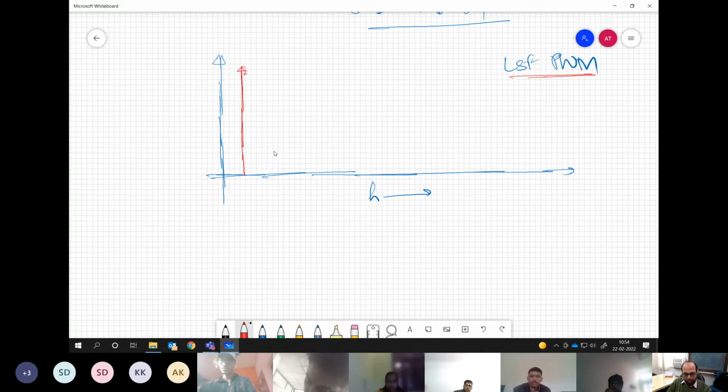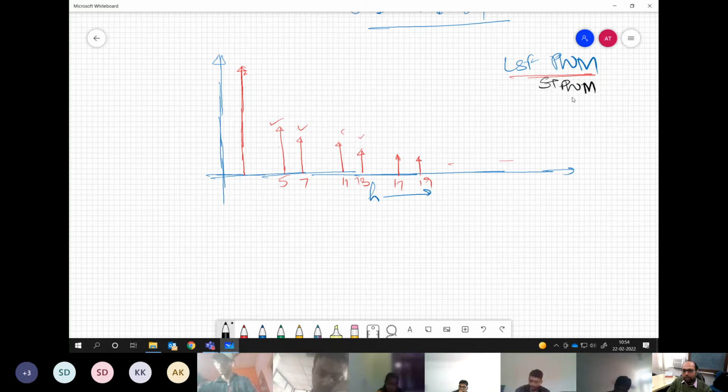Fifth, seventh, then 11th, 13th, and so on. It will keep going, right? So you have these numbers available in the system: 5, 7, 11, 13, 17, 19 and all that. Whereas if you are running sine triangle PWM with sufficiently high switching frequency, the spectrum would look different. Here it's kind of a continuous spectrum. You have the fundamental and all other components coming over there.